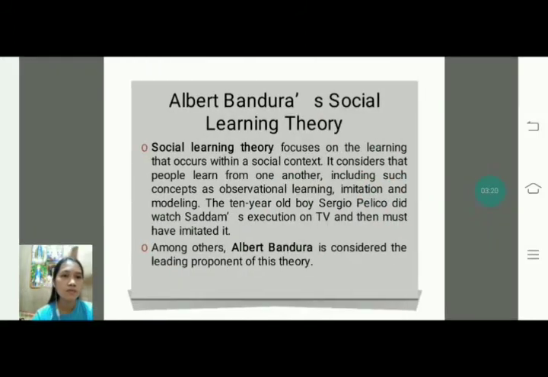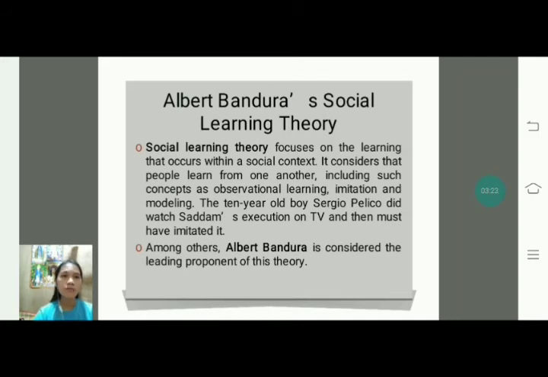So, let's proceed to Albert Bandura's social learning theory. Social learning theory focuses on the learning that occurs within a social context. It considers that people learn from one another, including such concepts as observational learning, imitation, and modeling. So like what happened to a 10-year-old boy, Sergio Pilico, after watching Saddam's execution on TV and then must have imitated it.